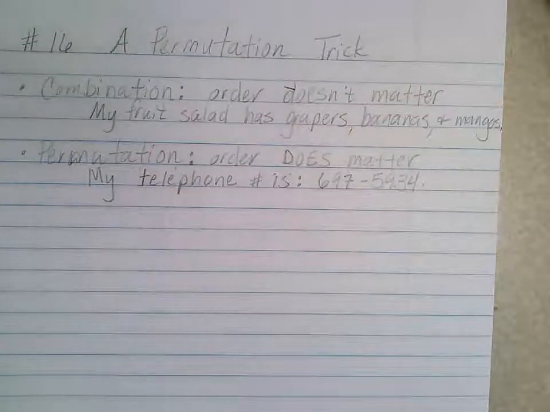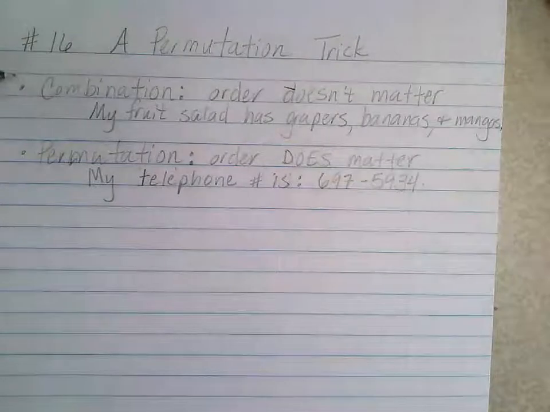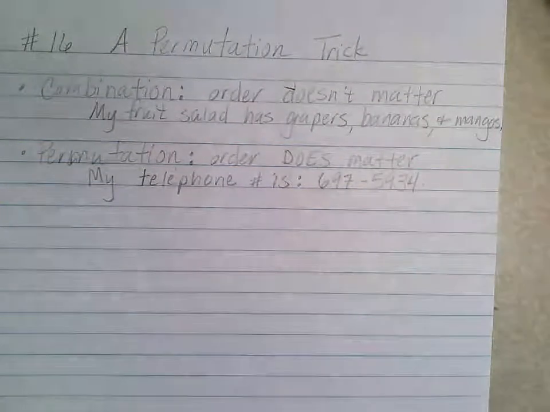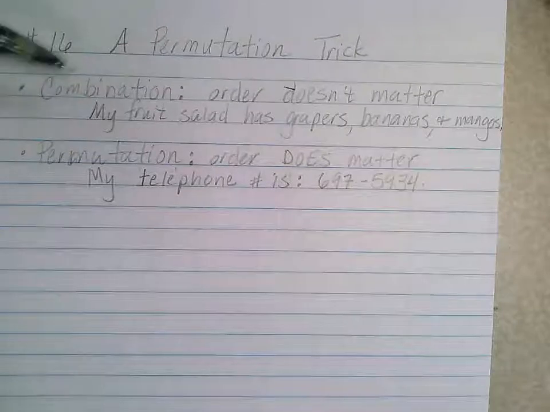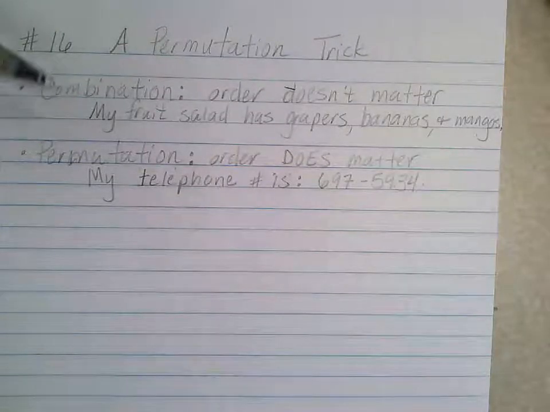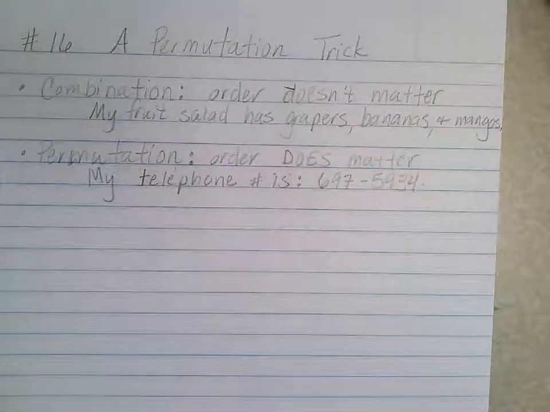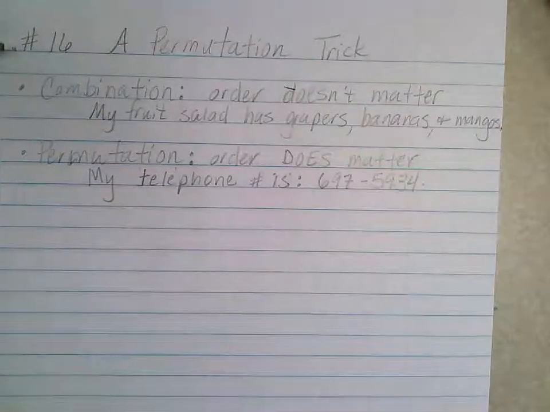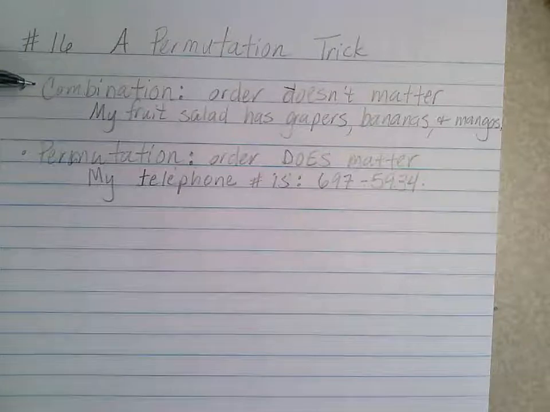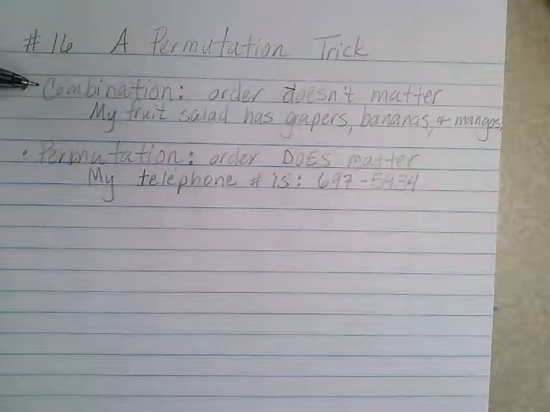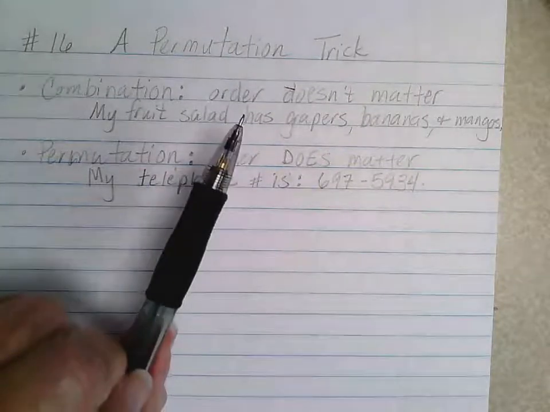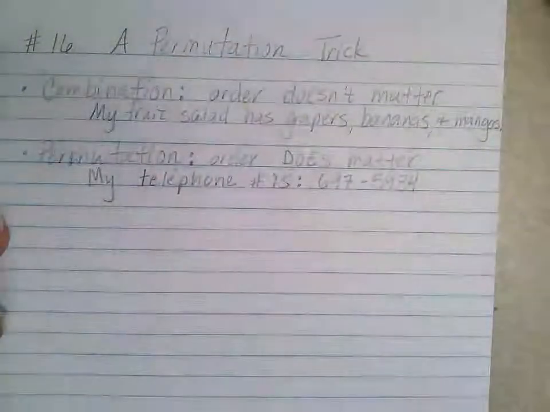A permutation trick, number 16. Permutation we haven't talked too much about. I might have mentioned it before, but permutation comes up when we're talking about the order of objects or things or letters or numbers. And when you have a combination, it means that order doesn't matter.